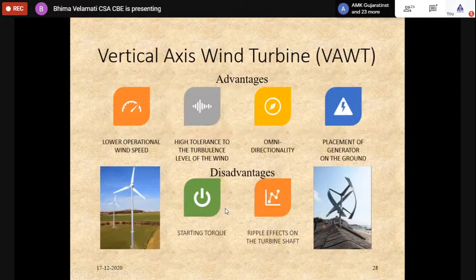Okay. So let us start with the vertical axis wind turbine. This is actually work done by one of my PhD students. The most commonly seen wind turbines are what you see here, called the horizontal axis wind turbine. They are quite big. The largest one that currently exists is close to 15 megawatt.